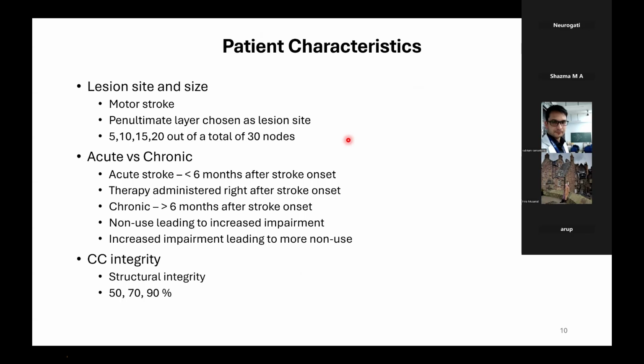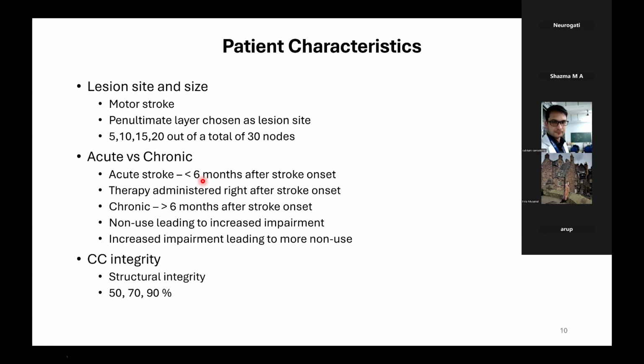So these are the patient characteristics that we use. The lesion site that I already told you about: the penultimate layer will be chosen, and it has a total of 30 nodes. Out of that, 5, 10, 15, or 20 nodes are turned off. And we have two conditions called acute and chronic. Acute stroke is less than or equal to 6 months after stroke onset, and the therapy is administered right after stroke is introduced in the network. In chronic stroke, more than 6 months has passed after stroke onset.